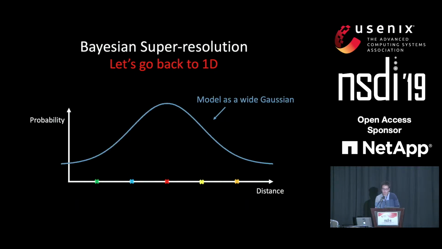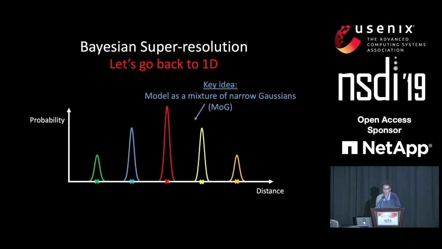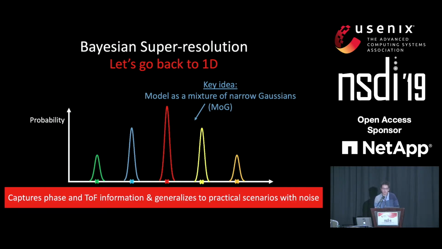What will be the second way? The second way is to model it as a wide Gaussian, which is generally used for filtering. A wide Gaussian will cover the whole range of distance, therefore it will cover the noise. However, it's problematic because you didn't leverage the fact that, because of the phase measurement, you know there are certain distance candidates that have much higher likelihood than other distances. Our idea is instead to model it as a mixture of narrow Gaussians. For the mixture of narrow Gaussians, the position of the Gaussians will be determined by the phase measurement. The weight of the Gaussians will be determined by the time of flight measurement. And the width or the variance of the Gaussians will be determined by the noise level. Therefore, by this model, we can very accurately capture all the information we know from phase and time of flight measurement, and we can generalize to practical scenarios where noise exists.